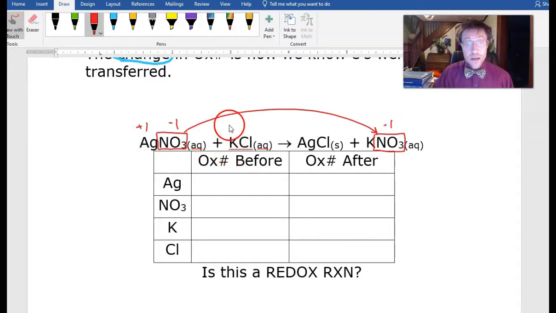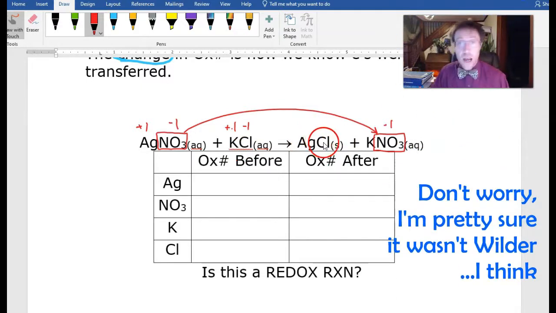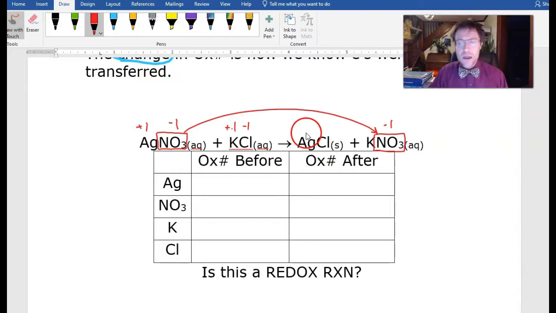Potassium, group 1, definitely has to be +1. And this is chlorine. Chlorine is on the negative side, so it has to be -1 to cancel out potassium. Now let's move over here. Here we have silver and chlorine. Silver, I look it up, is +1. Chlorine is going to be -1 because it's on the negative side. That's all the chlorine can be. And potassium, group 1, will be +1.